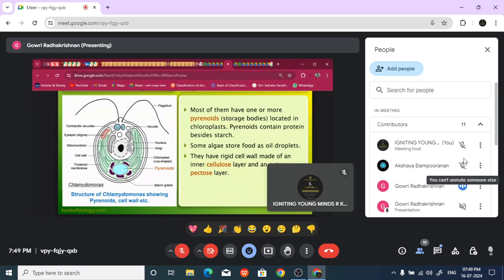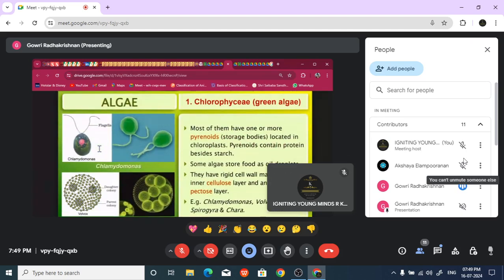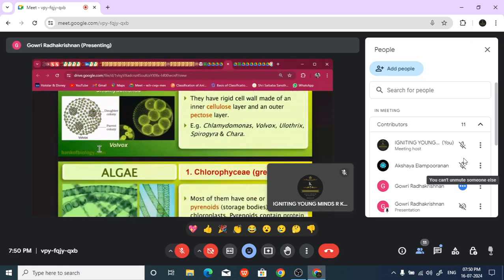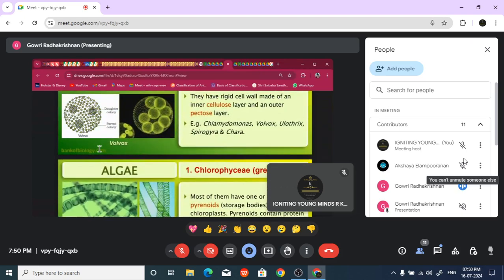Some algae store food as oil droplets. They have a rigid cell wall made of an inner cellulose layer and an outer pectose layer. So two layers they've got, cellulose and pectose. And then most of them have one or more pyrenoids located in chloroplast, as we already saw. The examples are Chlamydomonas, Volvox, Ulothrix, Spirogyra, and Chara. Whatever examples we saw, they are all green algae.